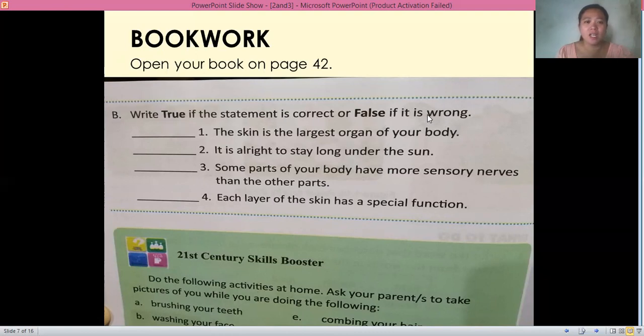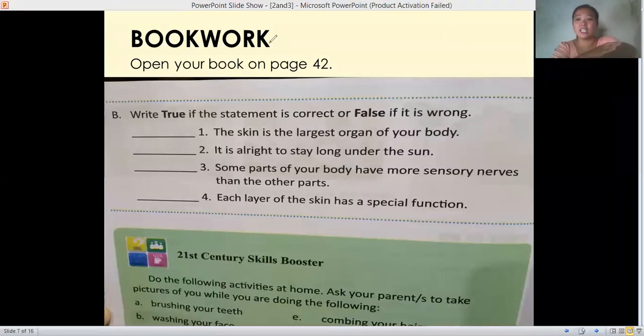Number 1, the skin is the largest organ of your body. Is it true or false? Our skin daw yung pinakamalaki. It is the largest organ. We have 5 sense organs. We have our eyes, our nose, our tongue, ears, and skin is the last one. And the skin daw yung pinakamalaki or largest organ of your body. Is it true or false?